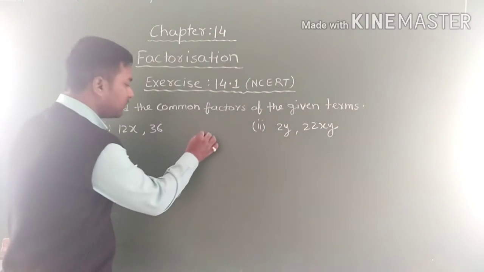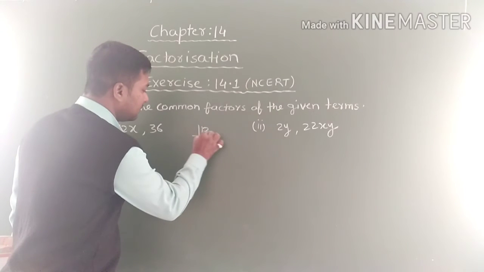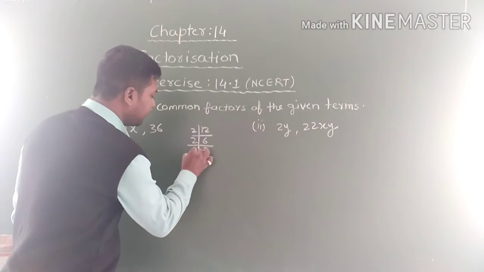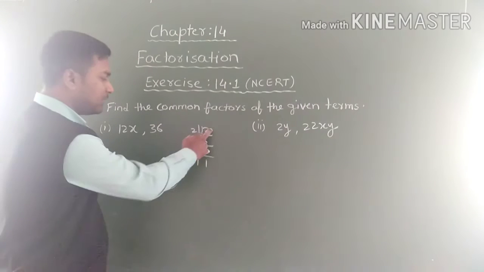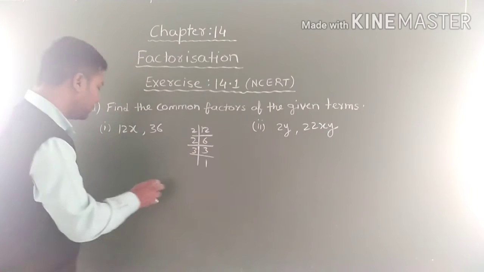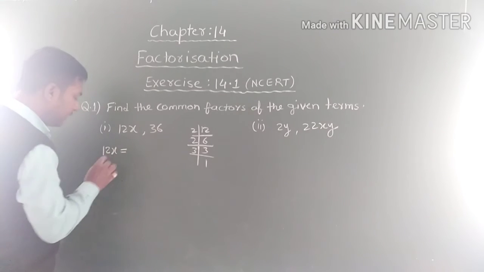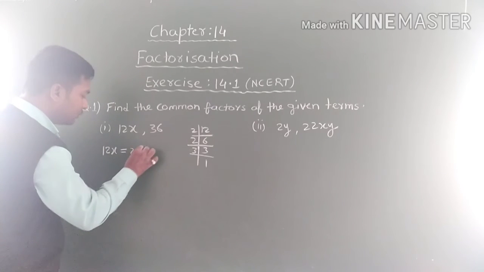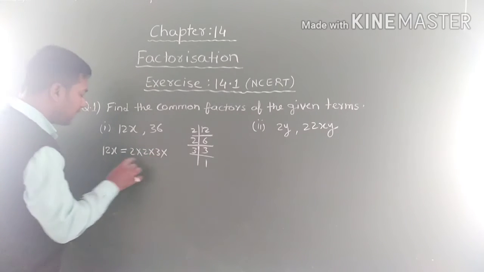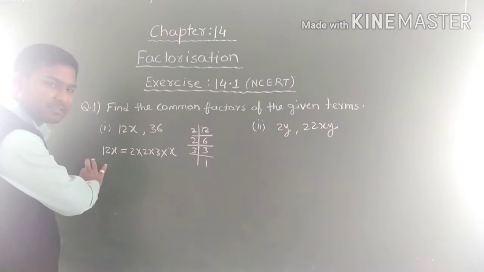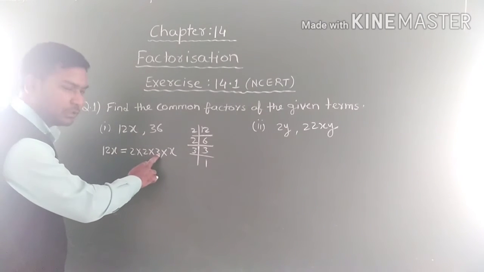So the factors of 12 will be 6, 3 and 1. Now the factorization of 12 will be 2 into 2 into 3. Now x is here, so it will be x. So the factorization of 12x will be 2 into 2 into 3 into x.